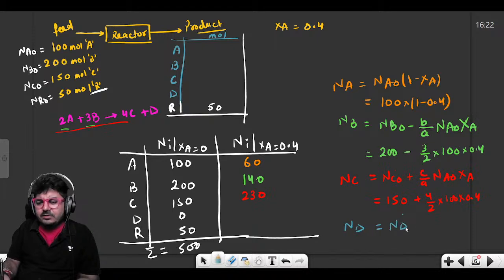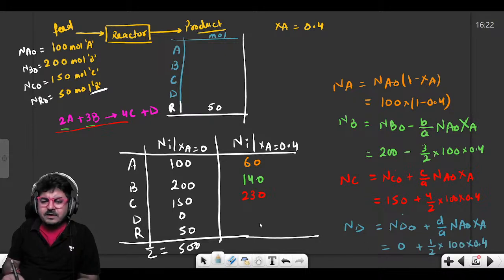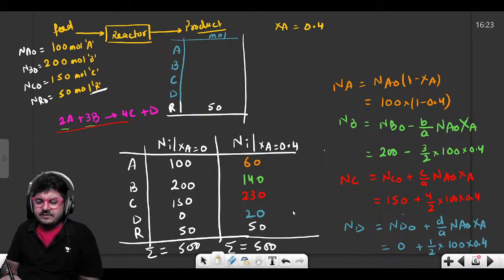Nd will be equal to Nd naught plus D by A times Na naught into Xa. So that will be 0 plus 1 by 2 into 100 into 0.4, so you get 20. And NR will remain the same since it is the inert. If they ask for the total moles of the product mixture, you can add all these values: 60, 140, 230, 20 and 50, which is 500. So total moles are conserved in this case.